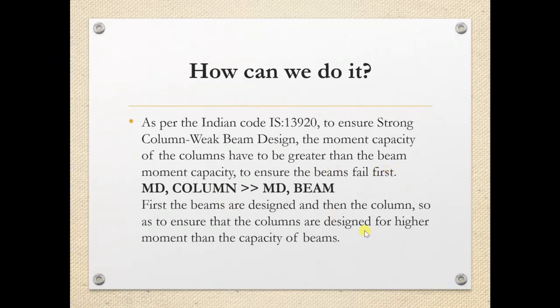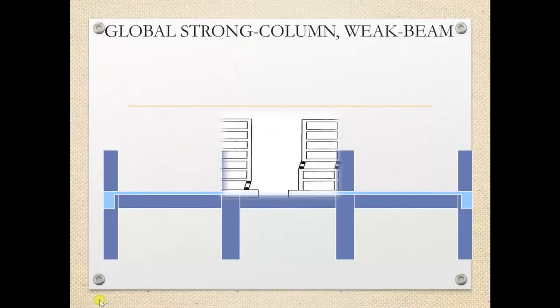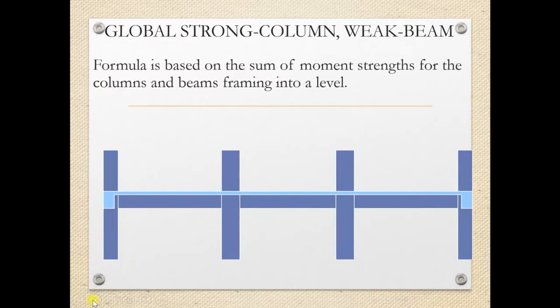This ensures that columns are designed for higher moment capacity. Once the moment capacity of the beam is identified, your column shall be designed for higher moment capacity compared to your beams. Let's go to the next slide. This is the typical concept of strong column and weak beam. The plastic hinges should form in the beam first, not in the column. If your column forms plastic hinges, then it will have a cascade fall. So this was regarding strong column and weak beam.